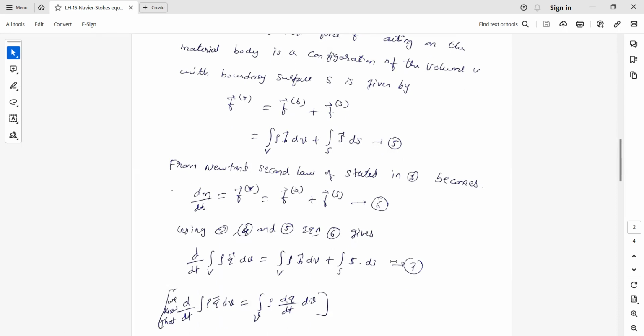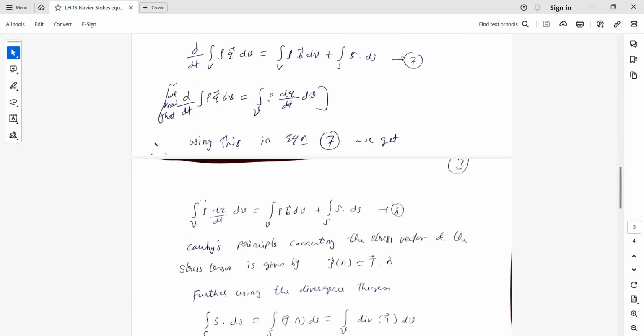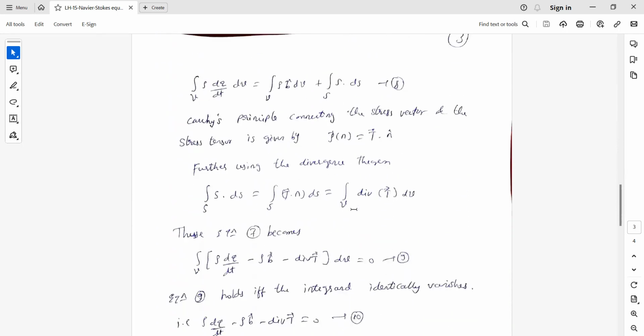Now substitute the values of m, Fb and Fs, and you will get equation number 7. Interchange the integration and the derivative, so that you get the integral over V of rho dq/dt dv, equal to the integral over V of rho b dv plus the integral over S of S ds. Now, by Cauchy's principle, which connects the stress vector and the stress tensor, S can be written as T dot n. We use this for our integration: the integral over S of S ds equals the integral over S of T dot n ds.